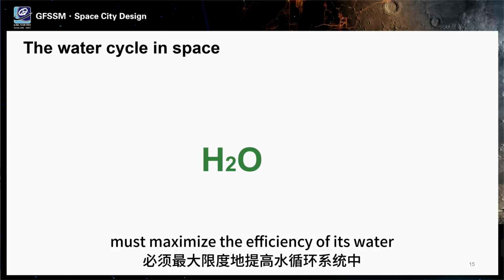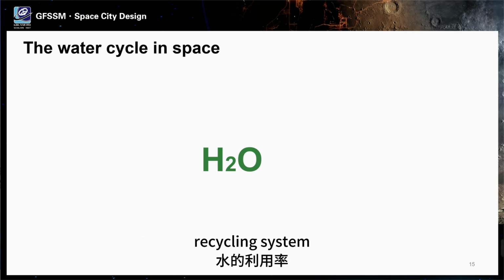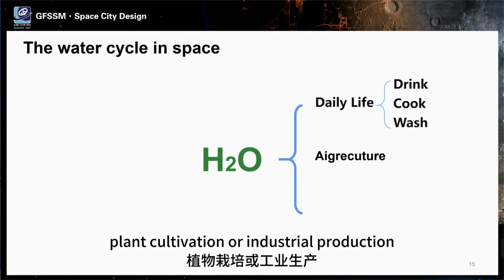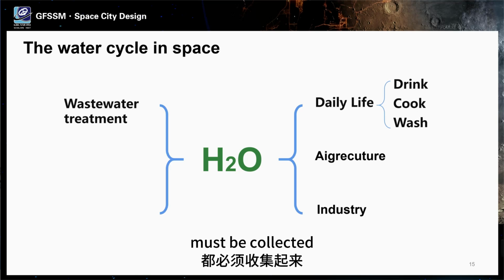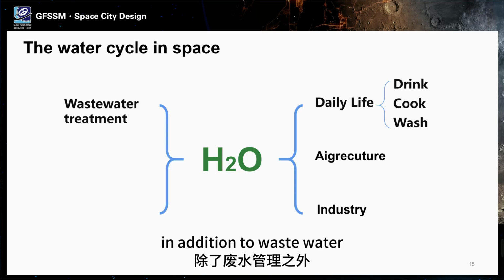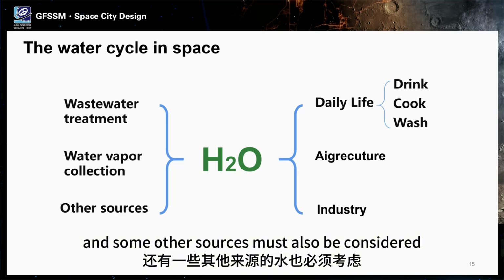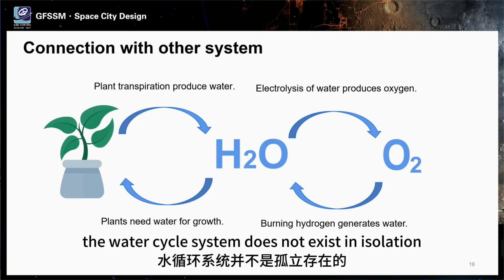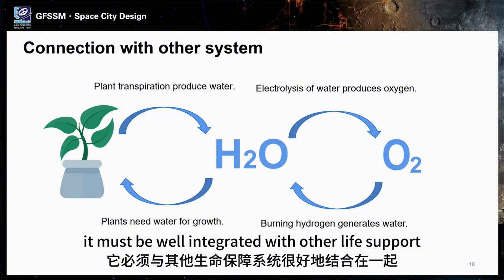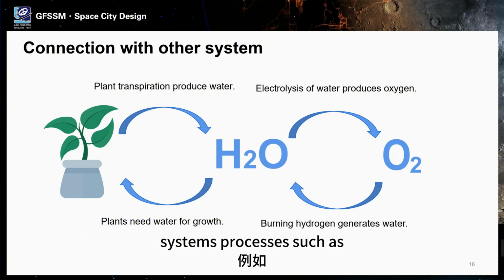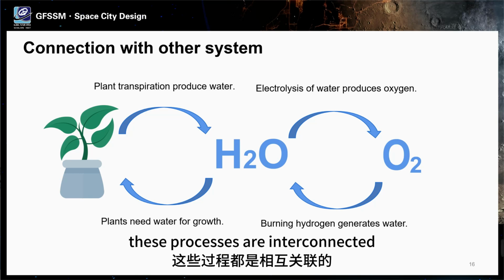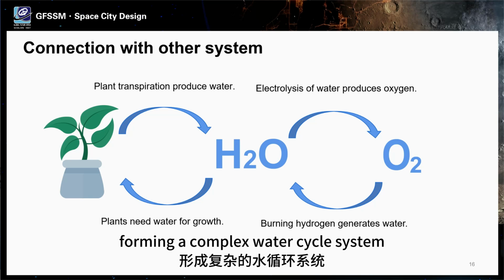The space city must maximize the efficiency of its water recycling system. Every drop of wastewater, whether from human activities, plant cultivation, or industrial production, must be collected, treated, and reused. In addition to wastewater, water vapor condensation and some other sources must also be considered. The water cycle system does not exist in isolation. It must be well integrated with other life support systems. Processes such as plant transpiration and hydrogen combustion also produce water, and electrolysis of water can generate oxygen. These processes are interconnected, forming a complex water cycle system.